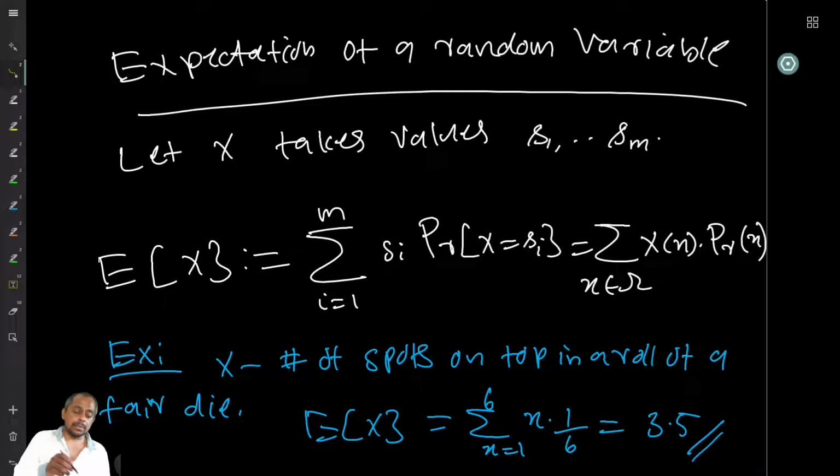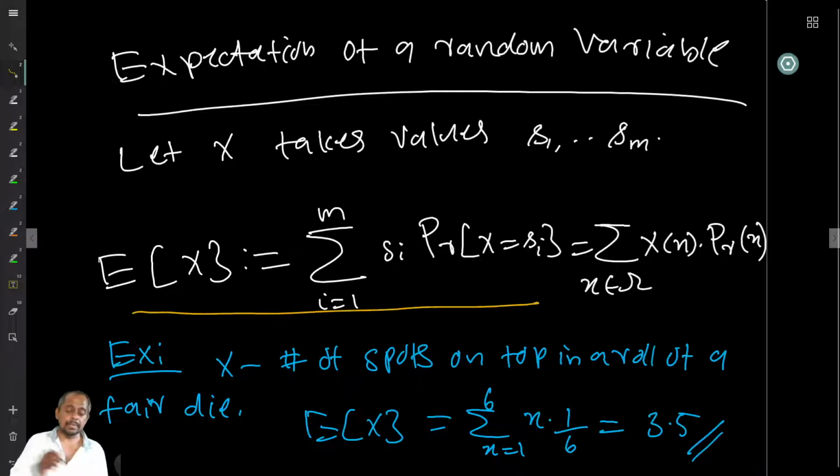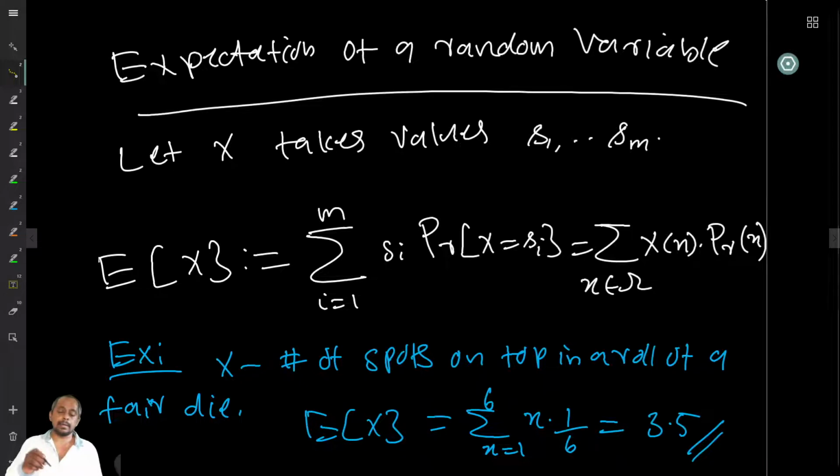So the expectation of a random variable is precisely the summation over all its values with the probability that the random variable takes that value, right? And this can be written as the summation over all x belongs to omega of X of x into probability of x. X of x is the value that the random variable takes, and the probability of that happening.